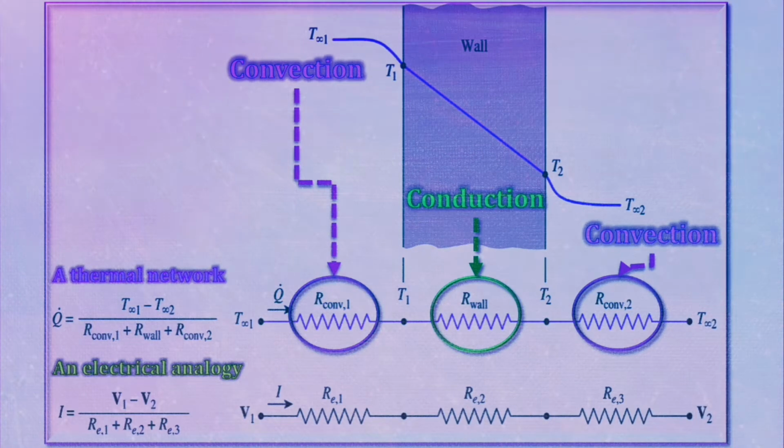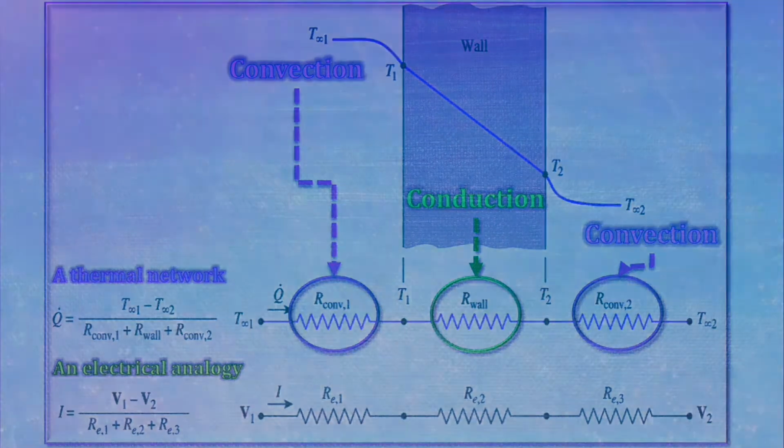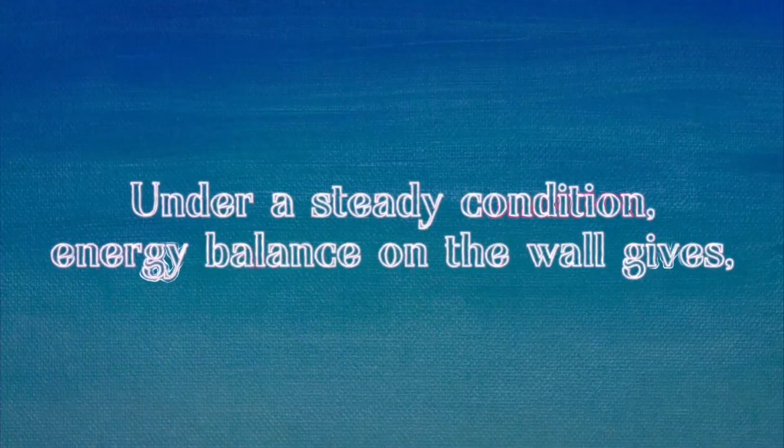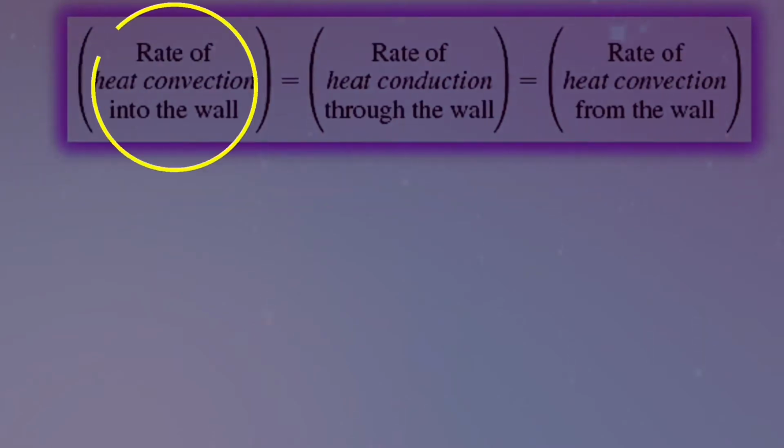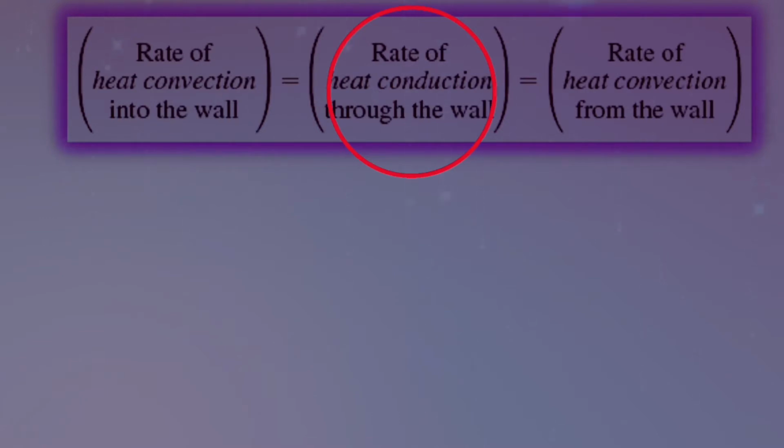Note that the temperature varies linearly in the wall and asymptotically approaches T1 and T2 in the fluids as we move away from the wall. Under a steady condition, the energy balance on the wall is illustrated here. The rate of heat convection into the wall equals the rate of heat conduction through the wall equals the rate of heat convection from the wall.